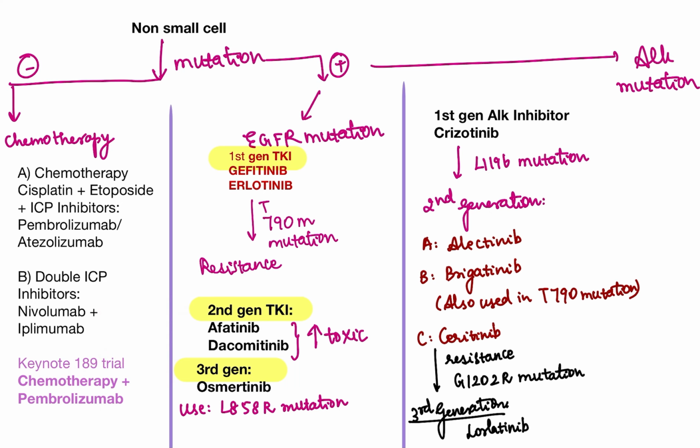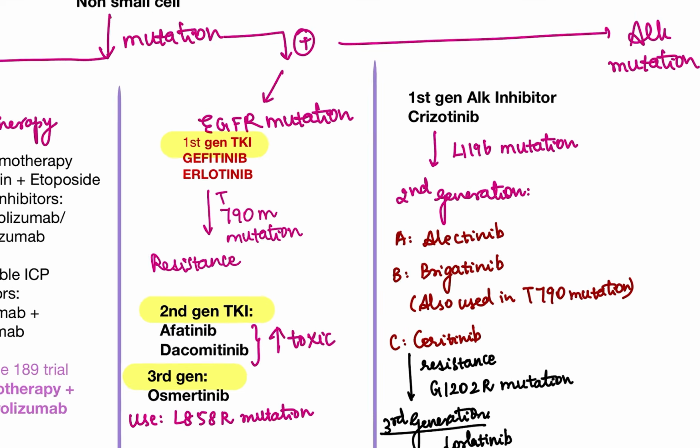If the patient has got EGFR mutation, you can give first generation tyrosine kinase inhibitors, gefitinib, erlotinib. And if the patient has got T790M mutation, which means the patient will not show any response to gefitinib, erlotinib, if there is resistance to that, you have to go for second generation, which is afatinib and dacomitinib. And this afatinib and dacomitinib, they have increased toxicity. And you can also go for third generation tyrosine kinase inhibitors, and this is mainly used in L858R mutation, osimertinib.